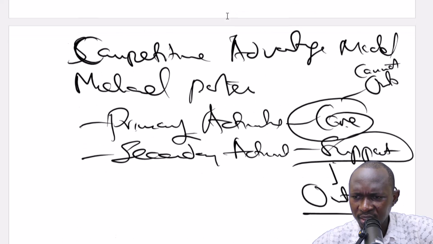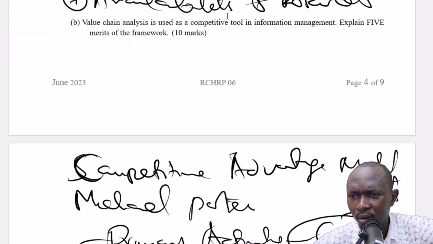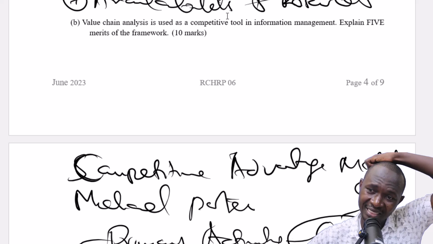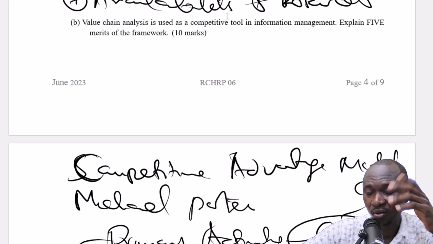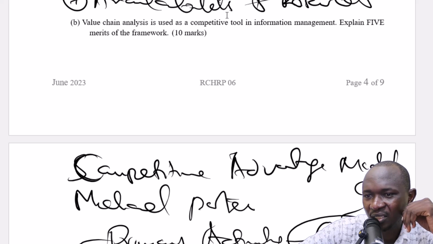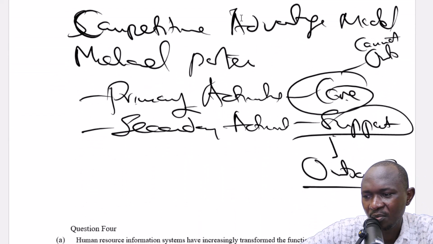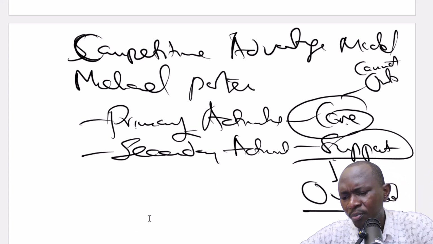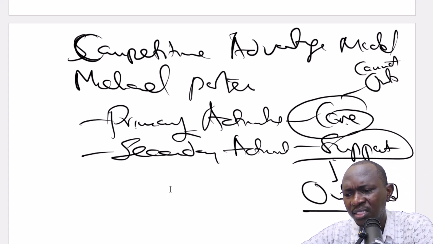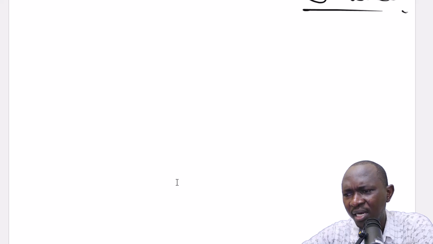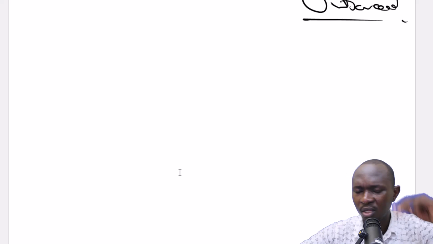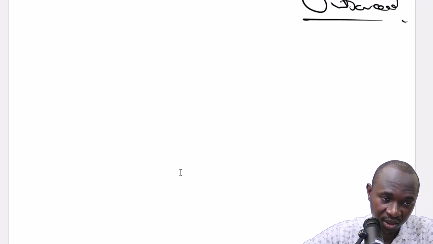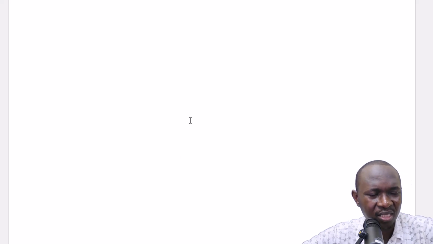Now, that was by the way. Let's now go to the question. Value chain analysis is used as a competitive tool, correct? In information management, correct? Explain 5 merits of the framework. So what are the merits of this framework? The most important thing about this framework, I've told you, is about differentiating the primary activities and the secondary activities. The primary activities are core. The secondary activities are support activities which can be outsourced. So that's the bottom line about this framework.